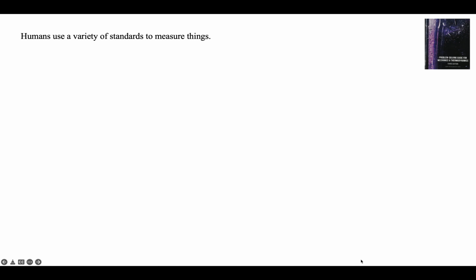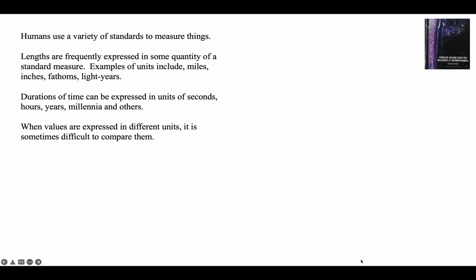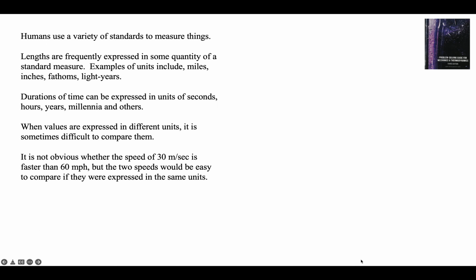Humans have used a variety of standards to measure things: lengths, miles, furlongs, fathoms, light years, meters, durations of time, seconds, hours, weeks, millennia, fortnight, centuries. When the values are expressed in different units, it's difficult to compare them or add them. It's not obvious whether the speed of 30 meters per second is faster than the speed of 60 miles an hour. It would be easy to compare them if they were expressed in the same units.